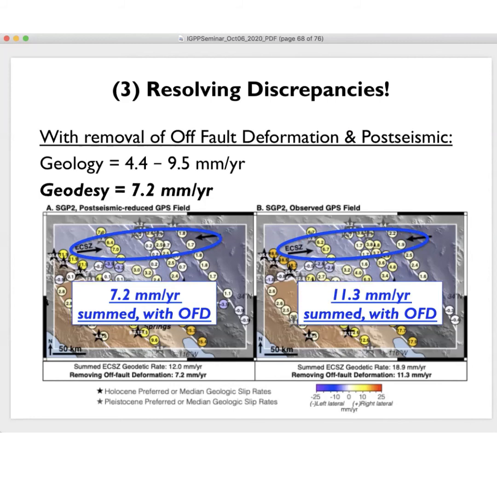So again, on the left, we're seeing our corrected field and slip rate estimates, and that summed slip rate is now 7.2 millimeters per year when you include off-fault deformation. And on the right, we see that without the post-seismic correction and just including off-fault deformation, the rate still isn't low enough to match geology. So if nothing else, this points to the importance of really understanding the processes that are ongoing in this area, but also off-fault deformation really needs to be very well defined and understood in these areas of discrepancy.